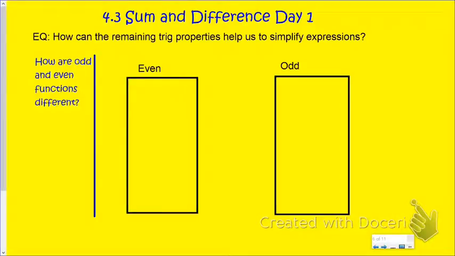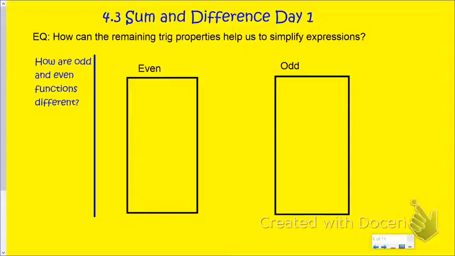Hi guys, so what we're going to look at today are the rest of the properties on your chart. So we're going to look at odd even, cofunction, and sum and difference. We're going to do a little bit more with sum and difference tomorrow and Wednesday, but we're just going to start off just looking at kind of what those sum and difference properties are. So make sure you have that properties page near you while you are watching this video.